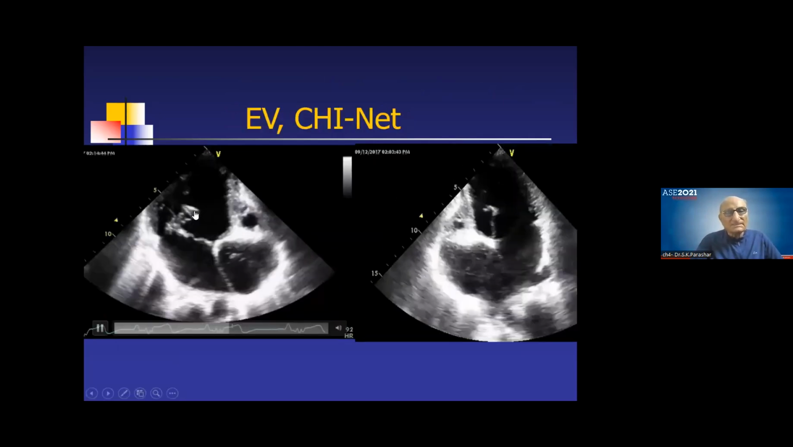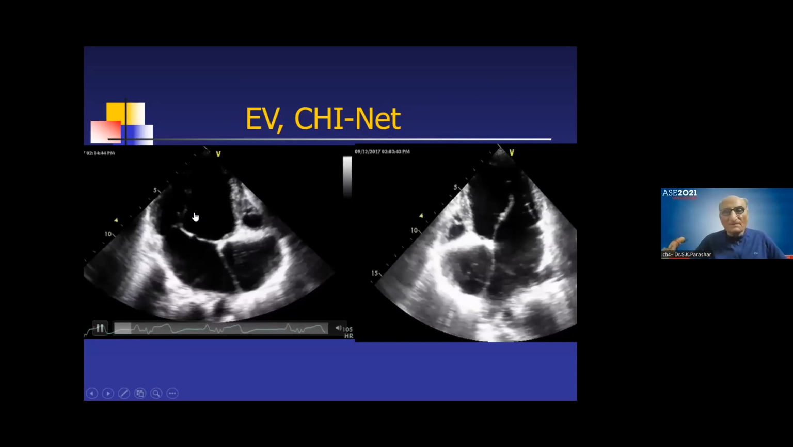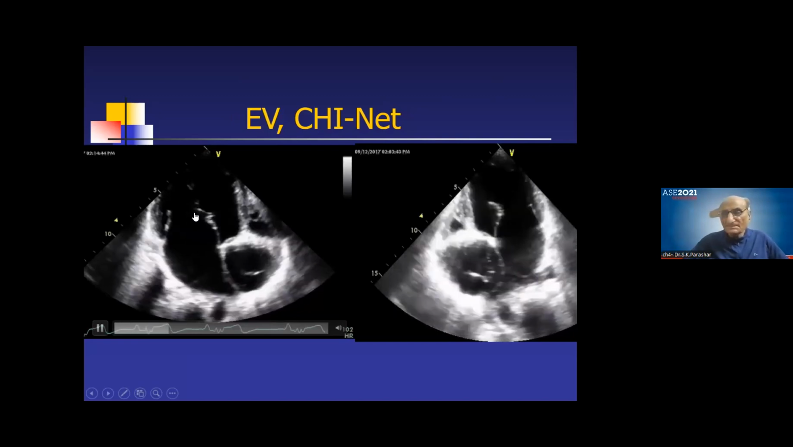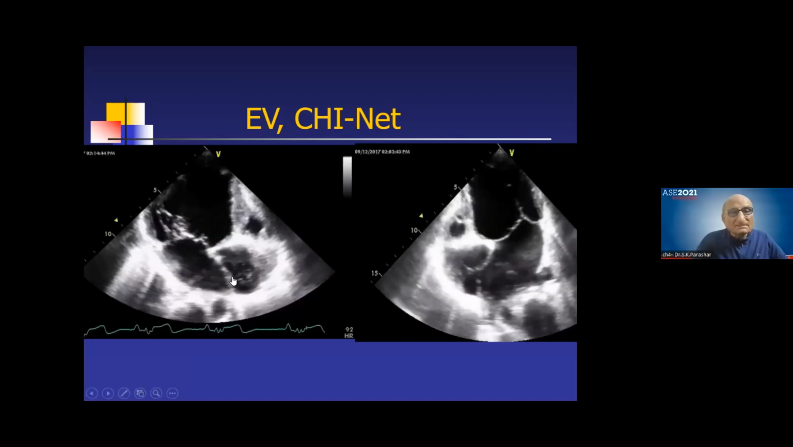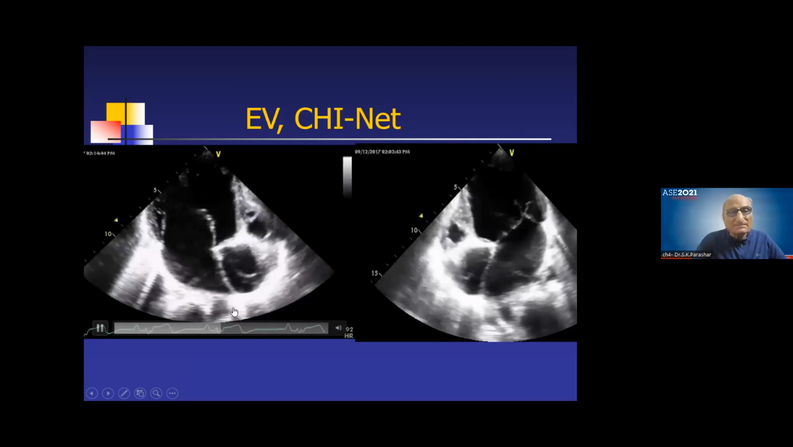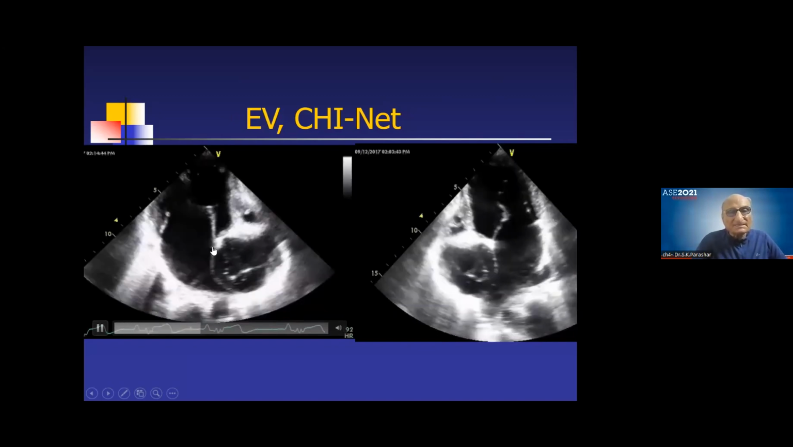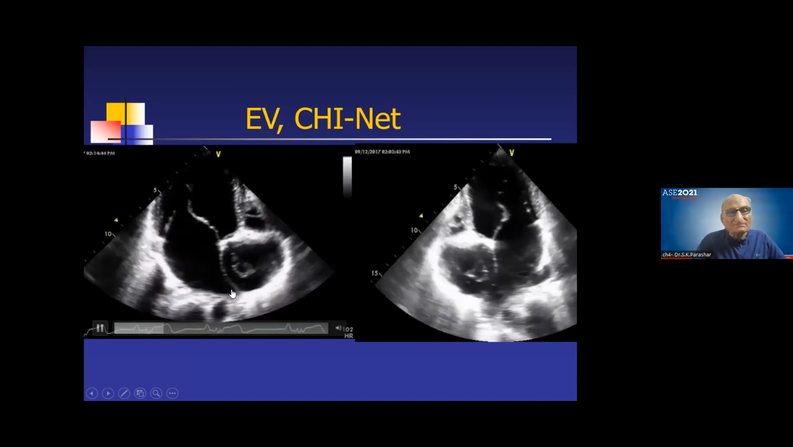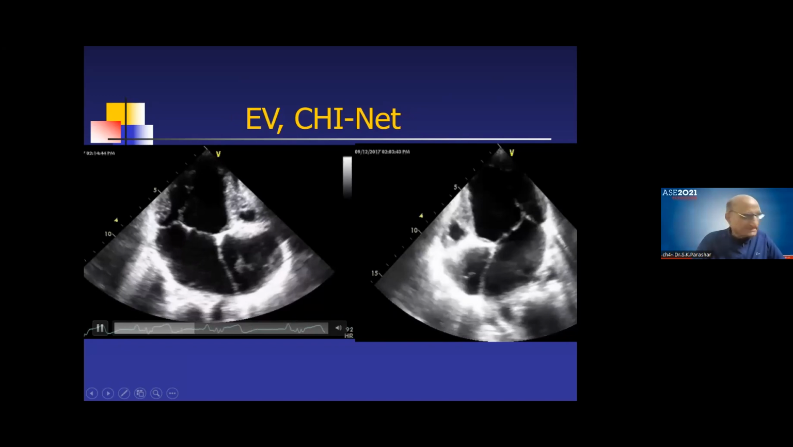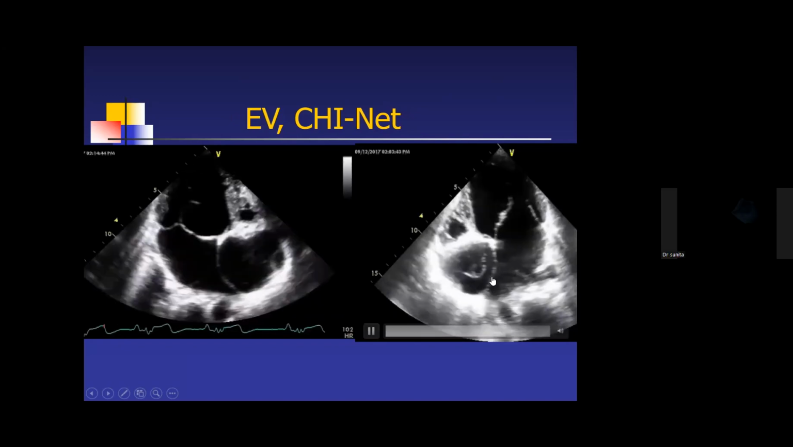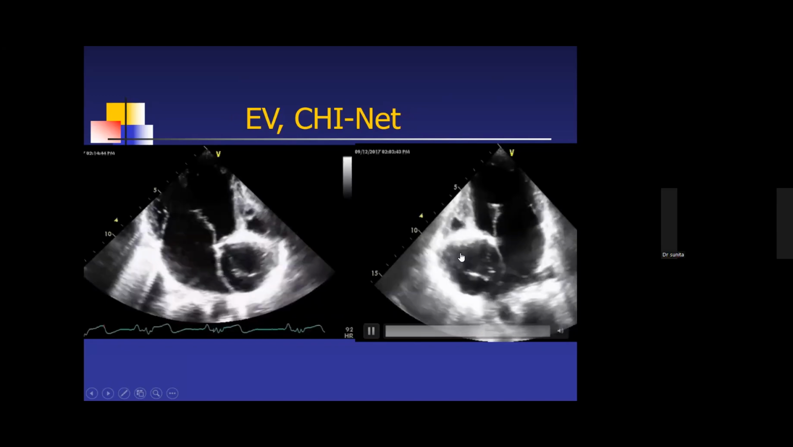So you see, this is my view. There is no ASD. It looks as if the interatrial septum is completely filled up. There's no ASD, and then it goes to the LA or the RV. And this is your view, where you keep LV on this side, RV on this side.